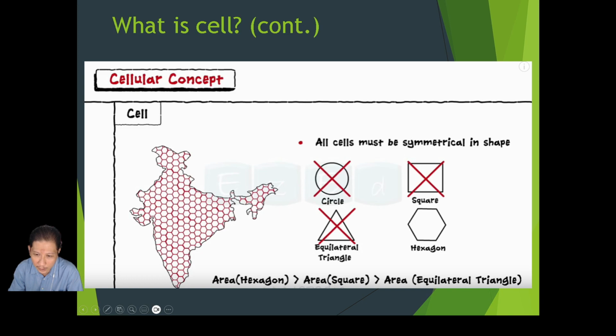We have the hexagon. The area of a hexagon is greater than the area of a square, which is greater than the area of an equilateral triangle, because of the edges. This one is more superior than the square, the triangle and the circle, because it has edges. It has corners that amplify the signal.